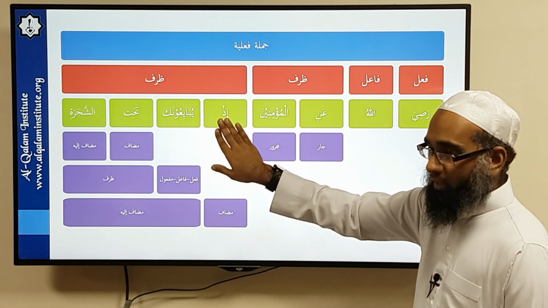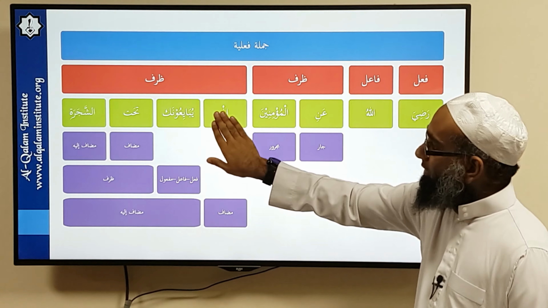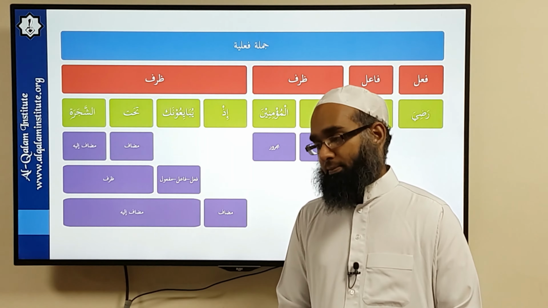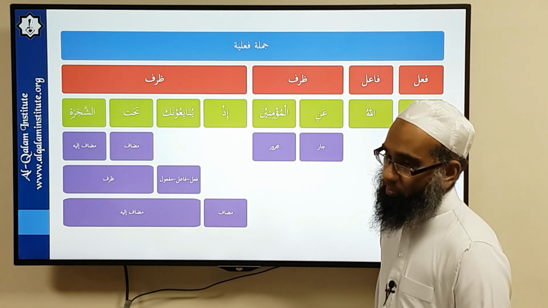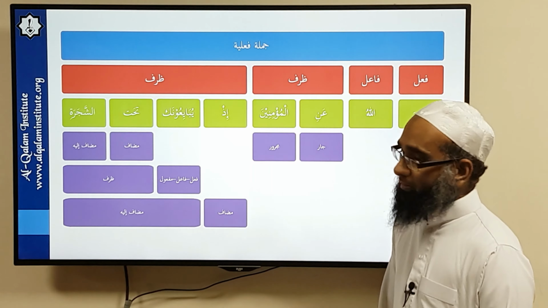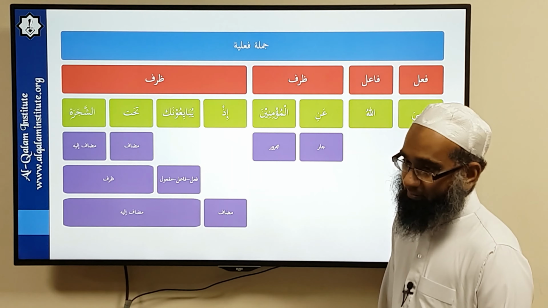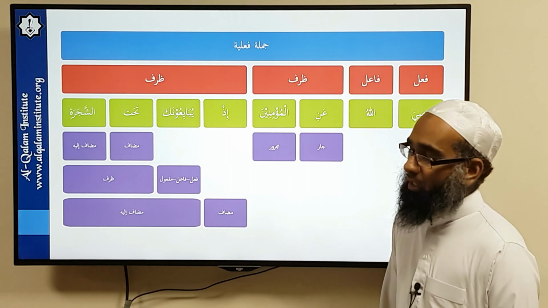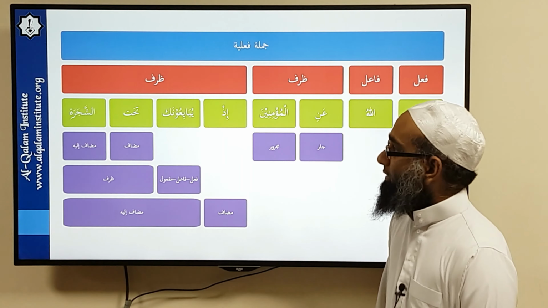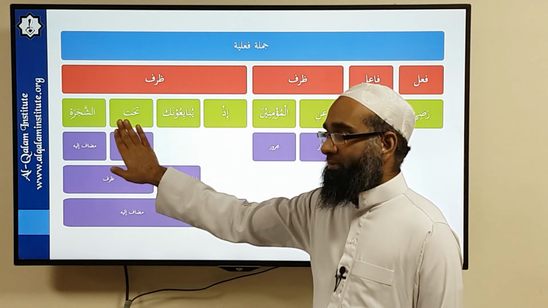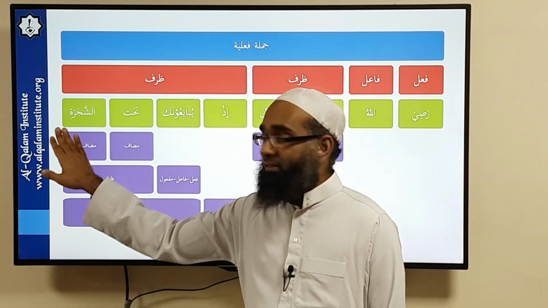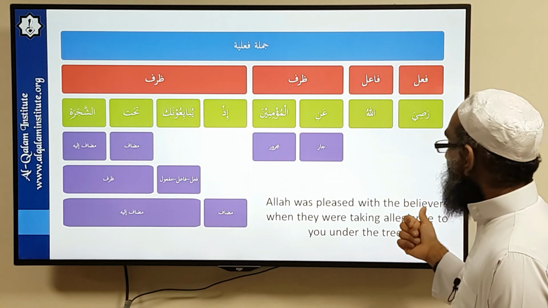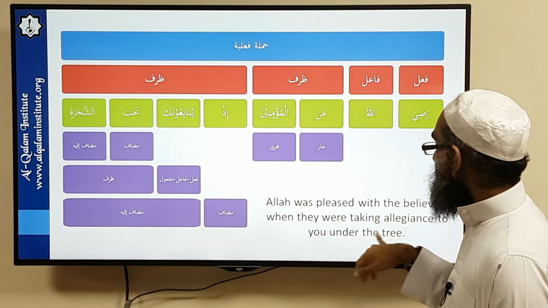Idh means when. Yubayi'u means to take allegiance. When they were taking allegiance. Ka means to you. So Allah subhanahu wa ta'ala is talking to the Prophet sallallahu alayhi wa sallam. When they were taking allegiance to you, tahta means under the tree. So Allah was pleased, or became happy, with the believers when they were taking allegiance to you under the tree.